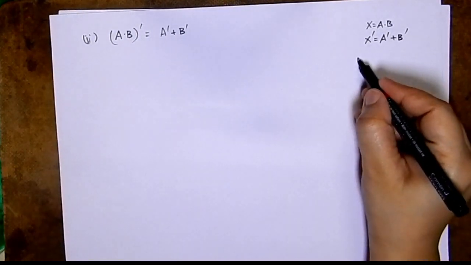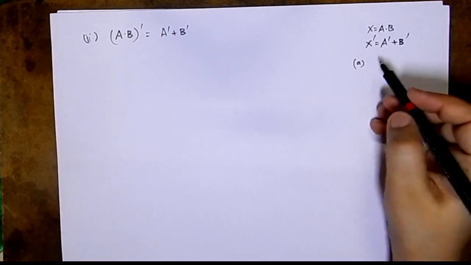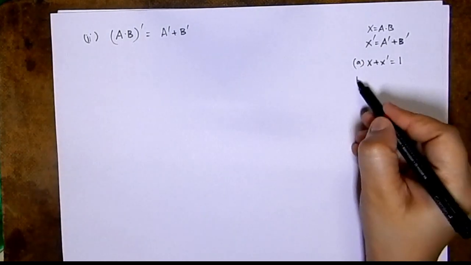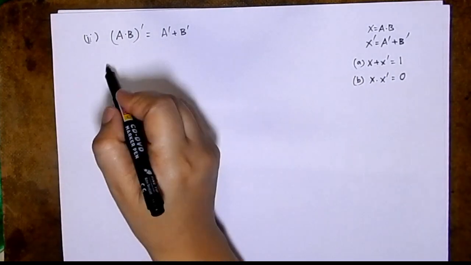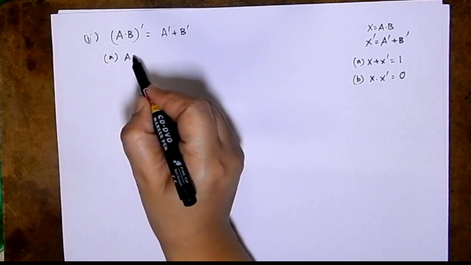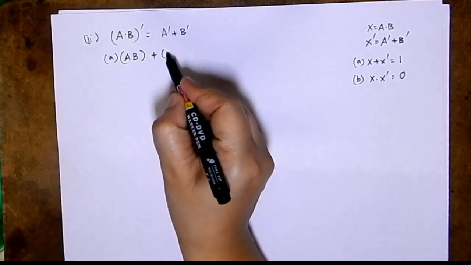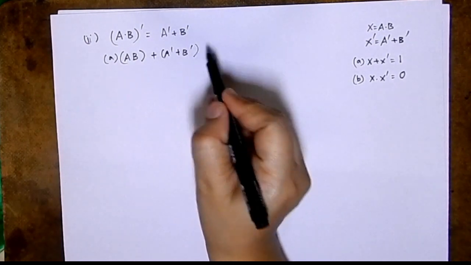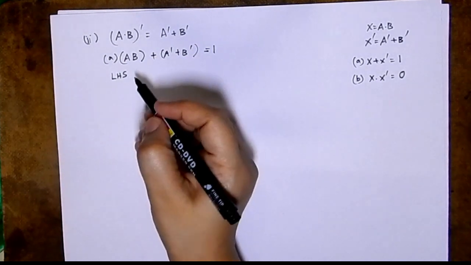So we have to prove two conditions, that is x plus x dashed is equal to 1 and x dot x dashed is equal to 0. So let us prove the first condition, that x is a dot b, that is AB, plus a dashed plus b dashed should be equal to 1. So let's start with the LHS.